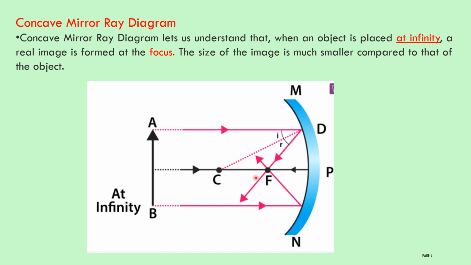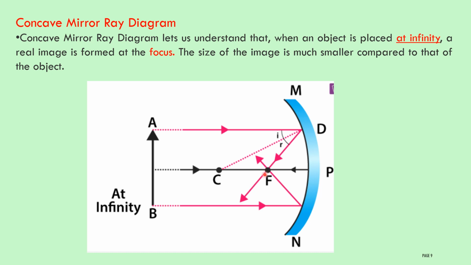The principal axis is nothing but the imaginary line passing through the center of curvature and the pole. This is the principal axis. Then consider two rays that are parallel to the principal axis. After hitting the concave mirror, they get reflected and meet at a single point. That point we call the focus.